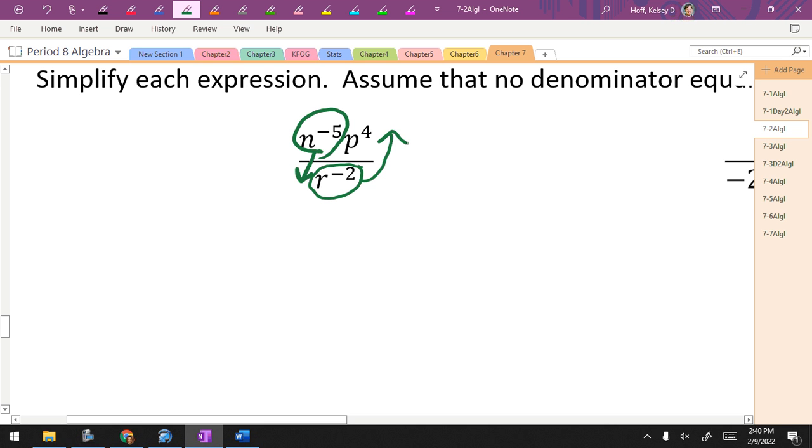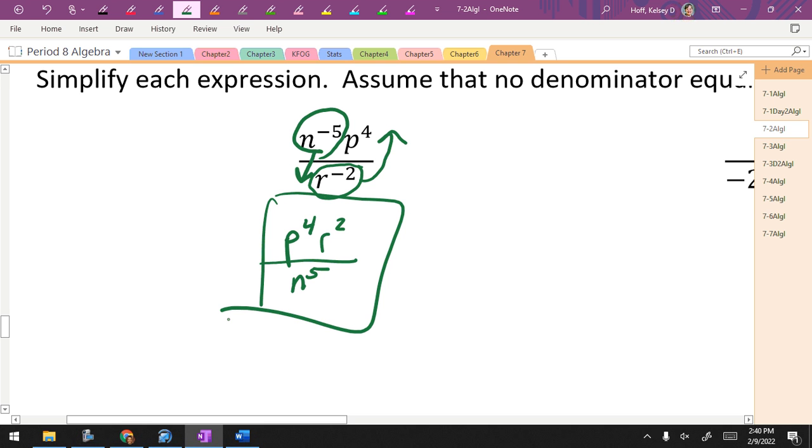So now, what's in your numerator? p to the 4th, r to the +2. What's in your denominator? n to the 5th. Now, if there were things that we could actually divide, I would divide them before I moved them. But in this case, none of them had the same base, so it would not have done us any good.